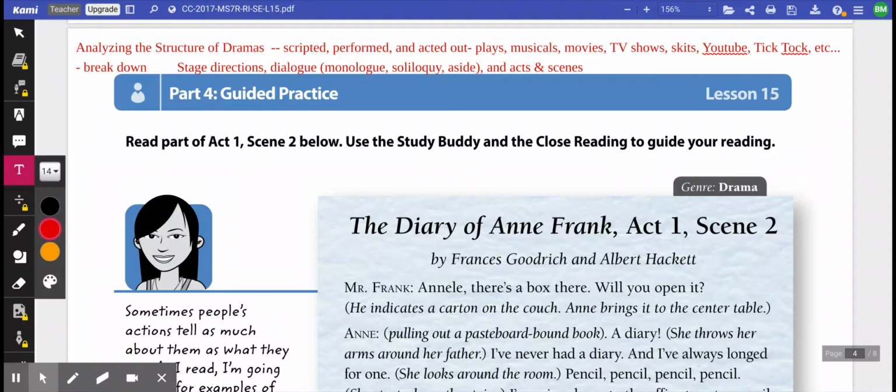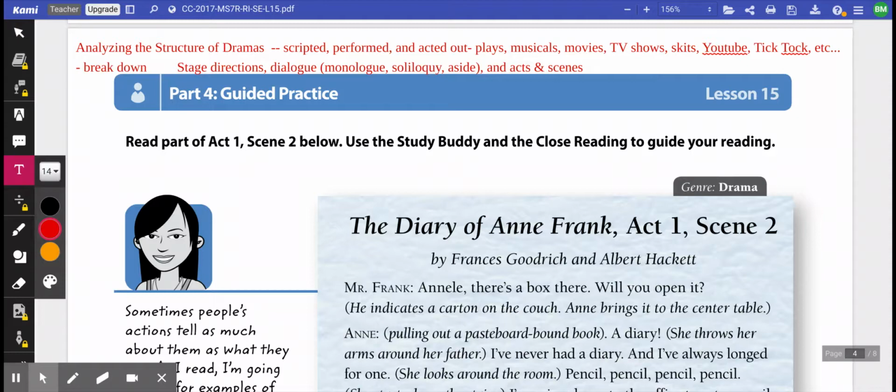I've already done my setup at the top of the page, reminding us that we are analyzing the structure of dramas. And when I say analyze, we're breaking something down. When I say structure, I mean the stage directions, dialogue, and acts and scenes. Remember that stage directions give us the setting, the characters, and even the tone that's being set in the drama. They give character traits and motivation. Dialogue moves the plot forward, and dialogue, remember, is between two or more characters.